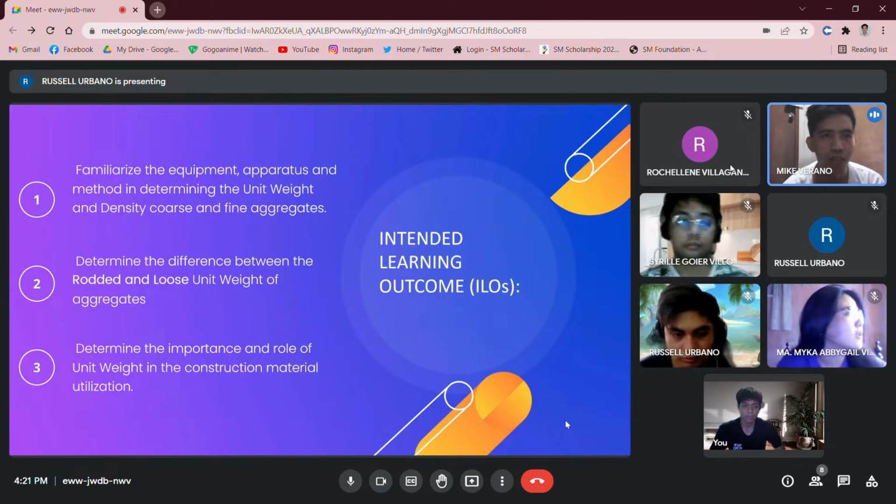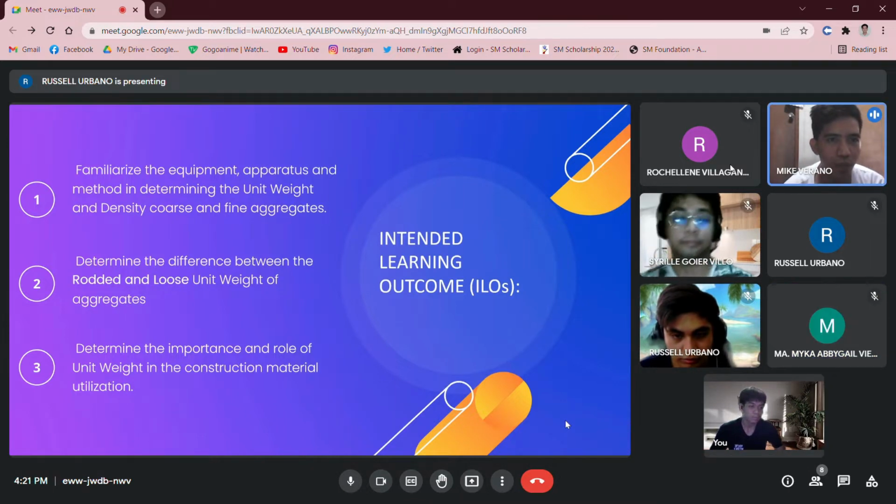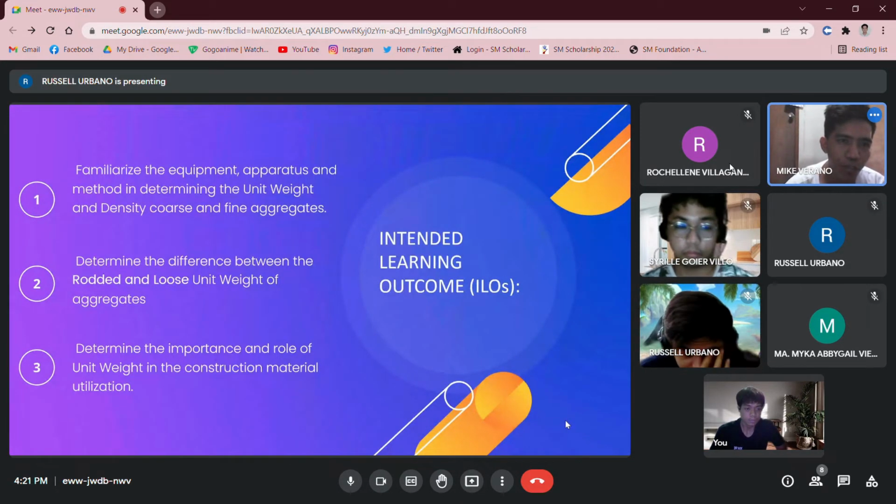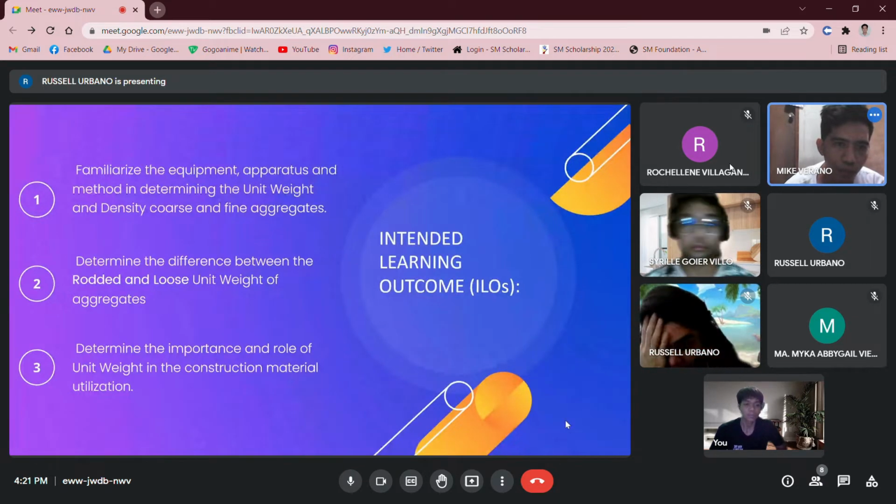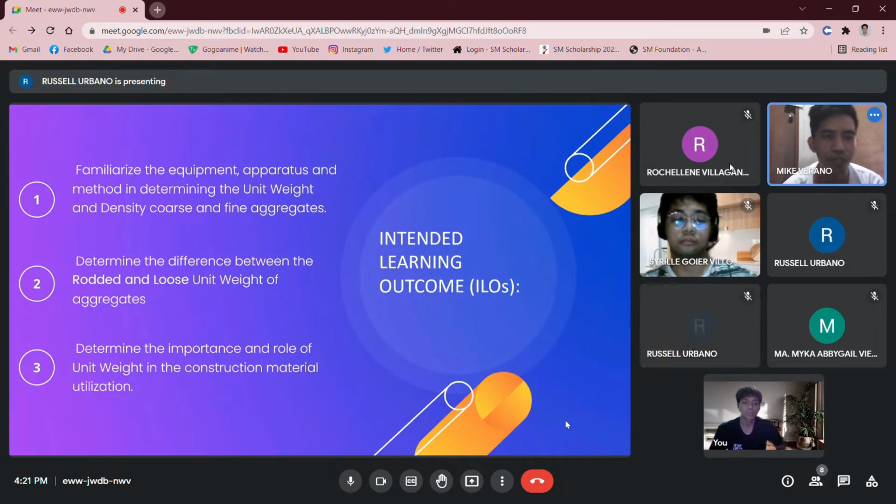Intended learning outcomes. First, familiarize the equipment, apparatus, and method in determining the unit weight and density of coarse and fine aggregates. Second, determine the difference between the rodded and loose unit weight of aggregates. Third, determine the importance and role of unit weight in the utilization of construction materials.